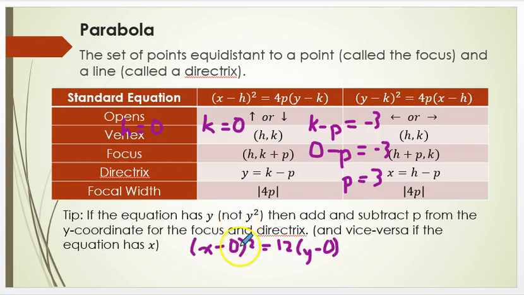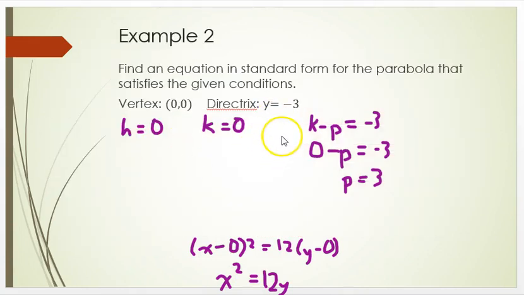Now, since it's unnecessary to write plus or minus zeros, we can actually simplify this a little bit to just write this as x squared equals 12, and then you can think of it as distributing 12 times y, and the 12 times 0 part doesn't matter. So that's why some students get confused when h and k are equal to 0, because you don't see the whole thing. You don't see the h and the k values being subtracted there. It's just going to be x squared equals 12y. So that is our final answer for this second example.